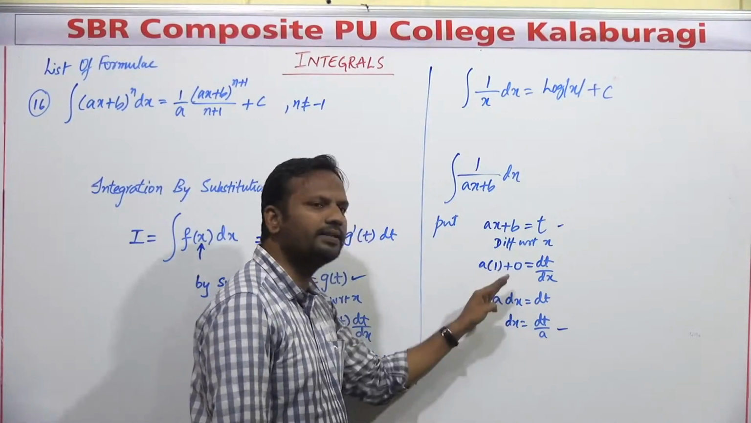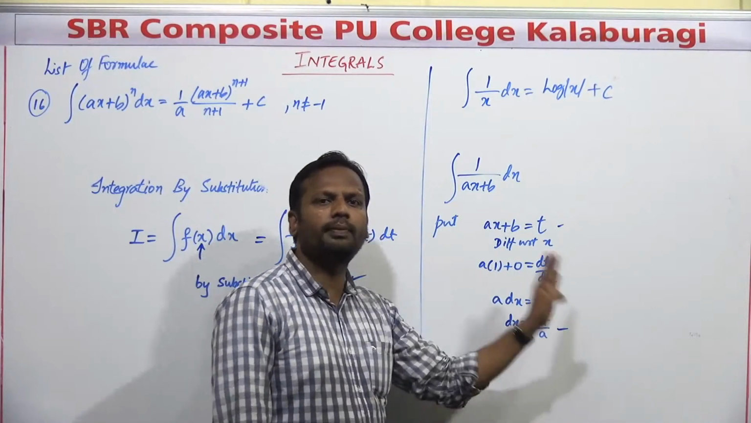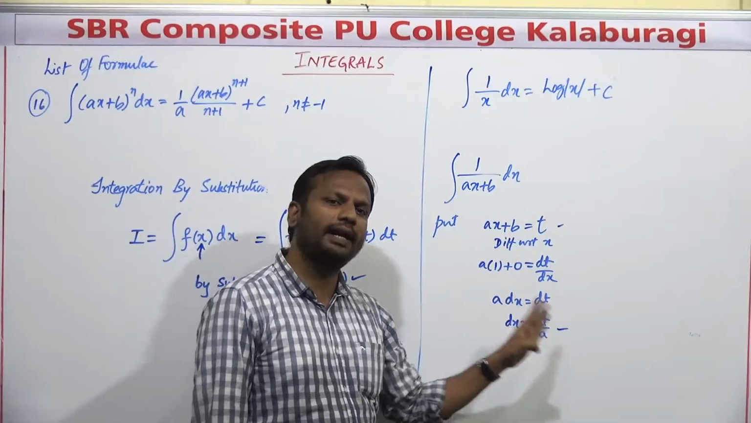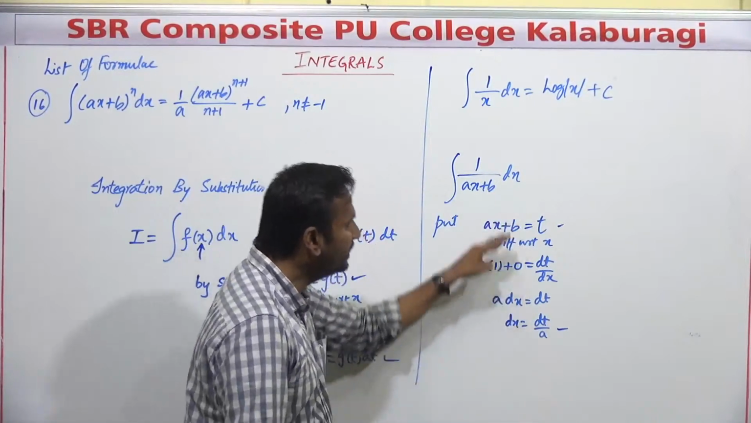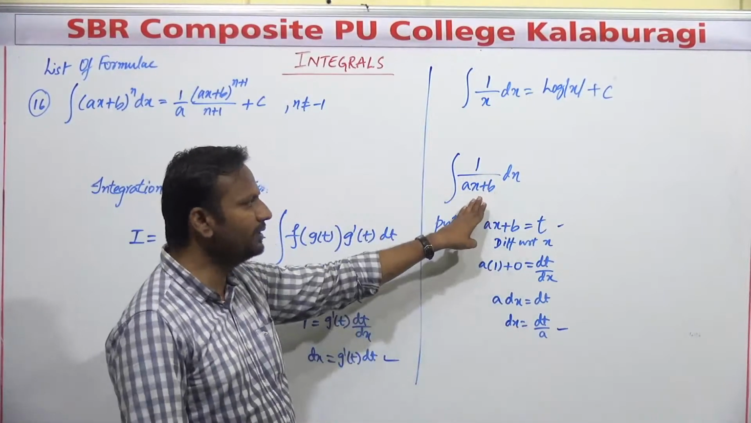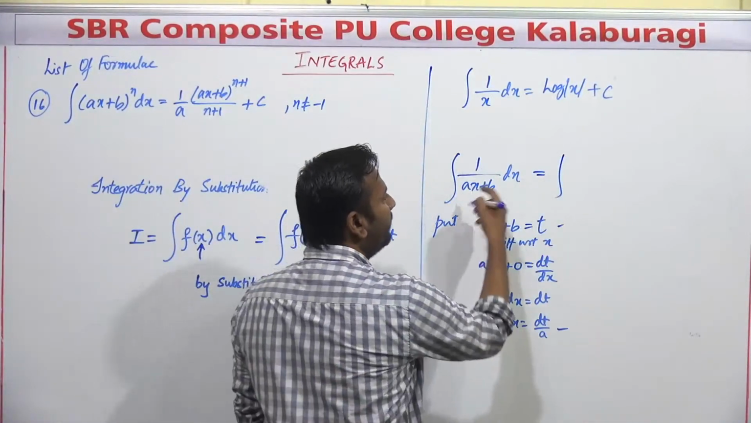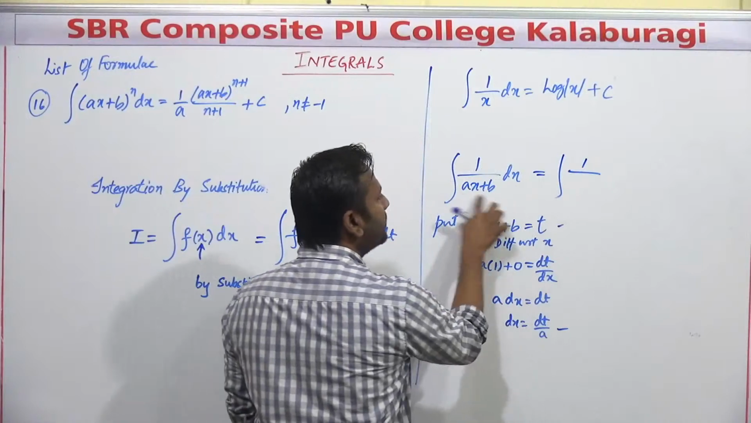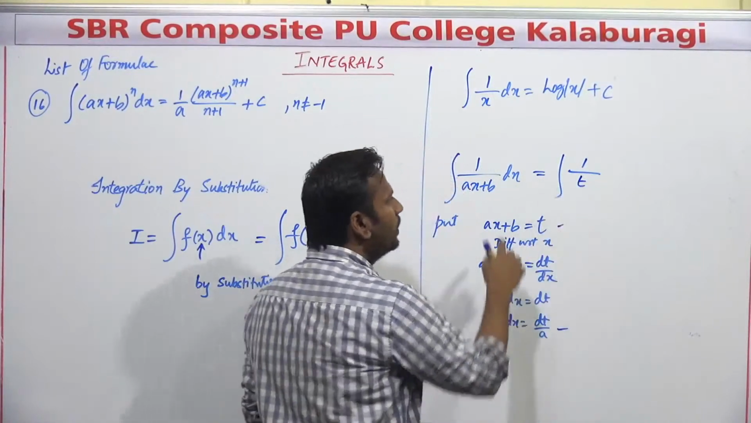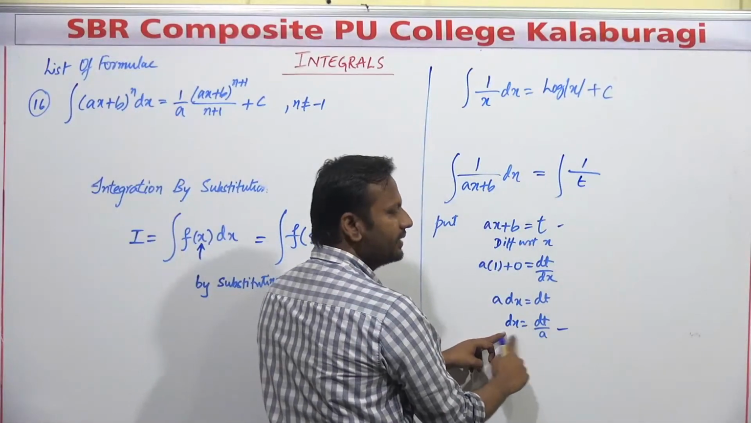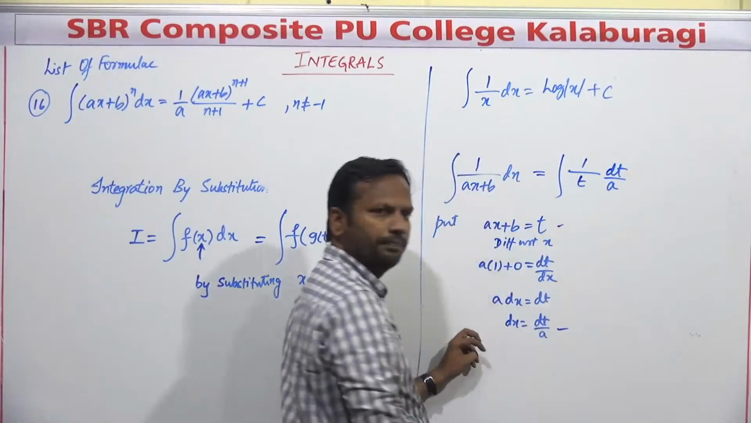I told you on the left hand side there should not be constant things or negative things. We have to cross multiply to the right hand side. So what happens? dx is equal to dt by a. Substitute all these things in this one. What happens? 1 divided by ax plus b, which we have substituted as t. Now dx, what we have substituted is dt by a.